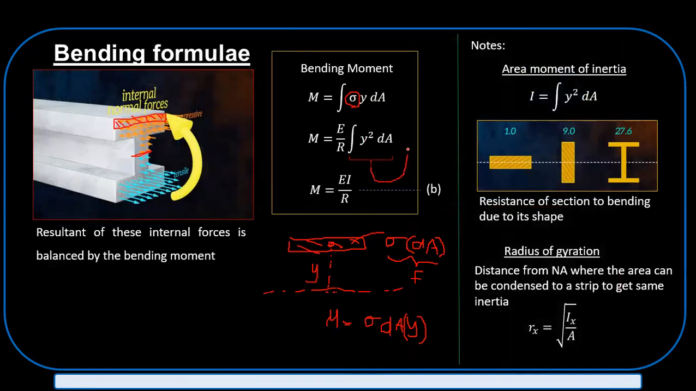If you know this, what is this from first principles? This is the second moment of area, the second moment of inertia. It is simply called the resistance of a section to bending due to its shape, right? So you can see here I is 1. When you rotate it, I is 9. That means this can resist bending more, right?